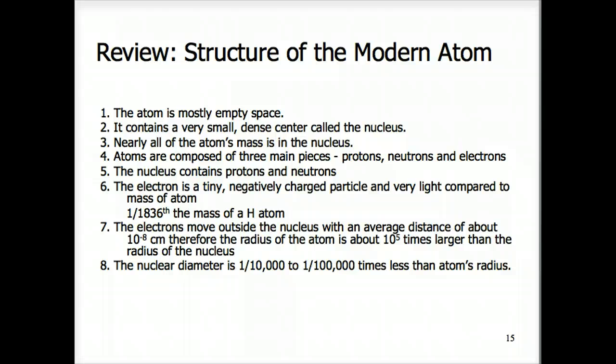This slide here is a review of the modern structure of the atom. It's a review of the slides that we've just talked about. Again, an atom is mostly empty space, but has a small, very dense nucleus in the center. And that's where most of the mass is for that atom. Atoms are composed of three pieces: protons, neutrons, and electrons. The nucleus has the protons and the neutrons, but not the electrons. Electrons are small, and they move around the outside of the nucleus.